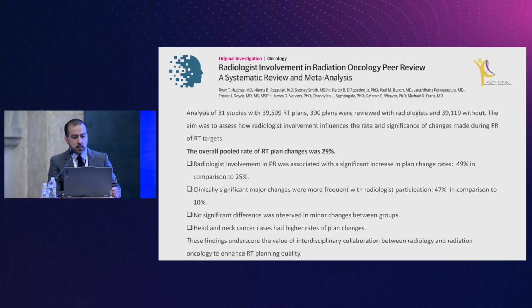This is again a systematic review and meta-analysis of 31 cases, and they assessed the plan with or without radiologists. They found that the overall pooled rate of radiation plan change was 29%, and radiologist involvement in the peer review was associated with a significant increase in plan change to 49% in comparison to 25%. And head and neck cancer cases had the higher rate of plan changes.